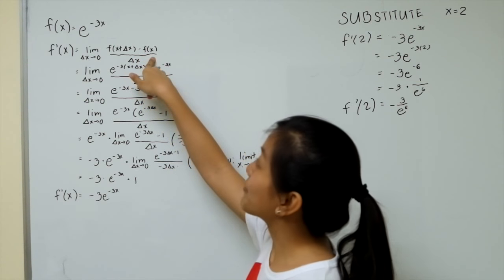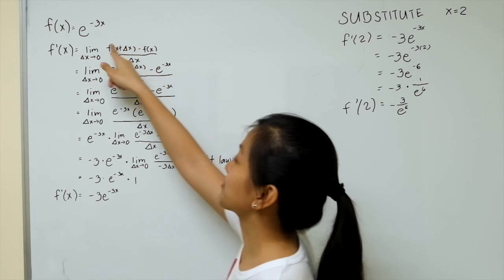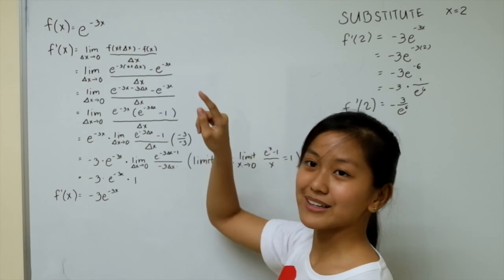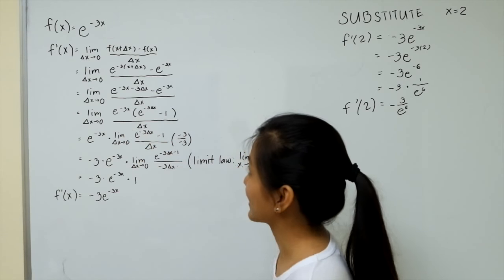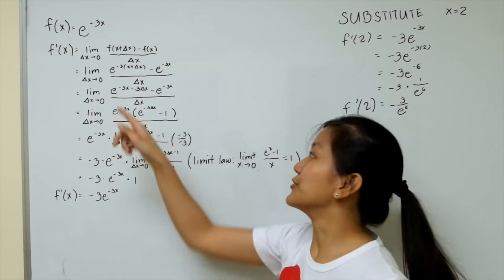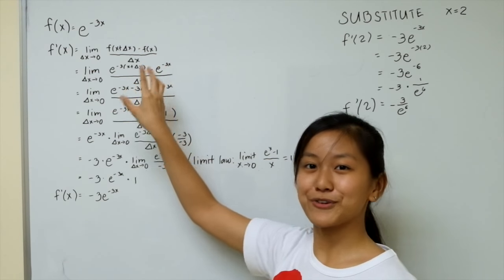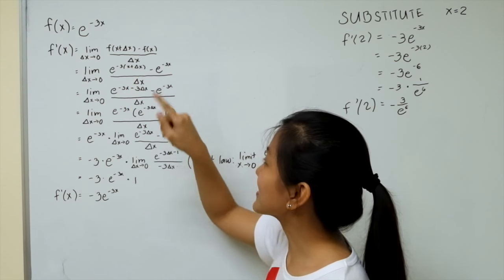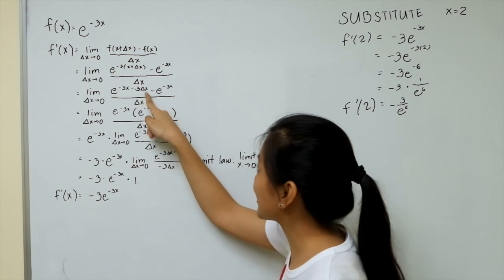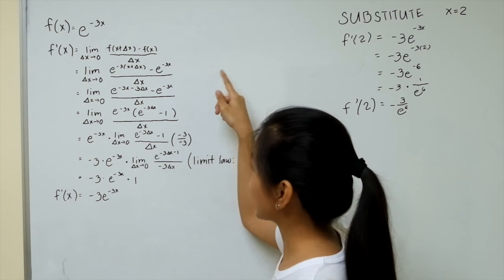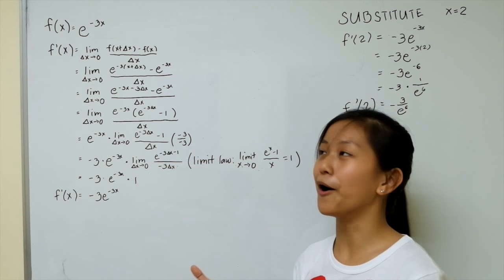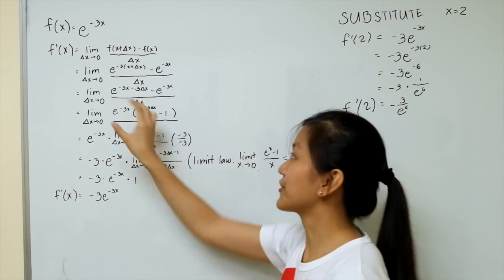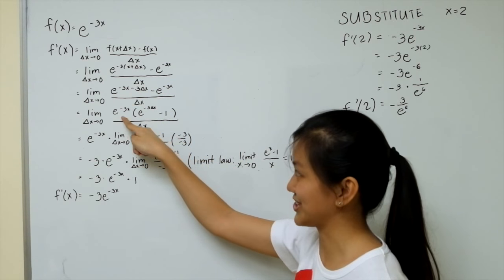Then for the minus f of x portion, we substitute the entire function, so it becomes minus e to the power of negative 3x all over delta x. So you would just expand, you distribute the negative 3 of the first term into the rest of the equation, so it becomes e to the power of negative 3x minus 3 delta x minus e to the negative 3x. And as you can see here, there's a common factor, which is e to the negative 3x. So you can take it out of the numerator.